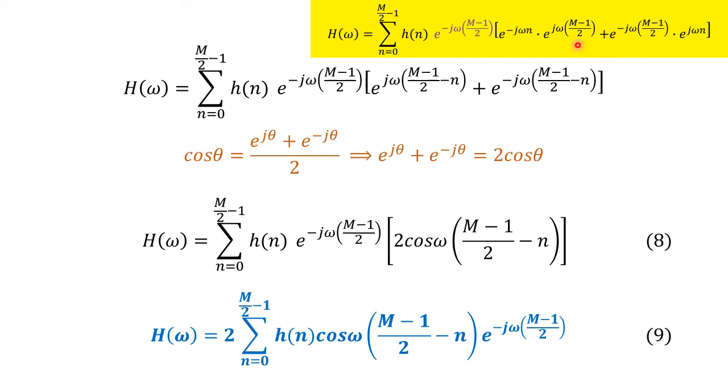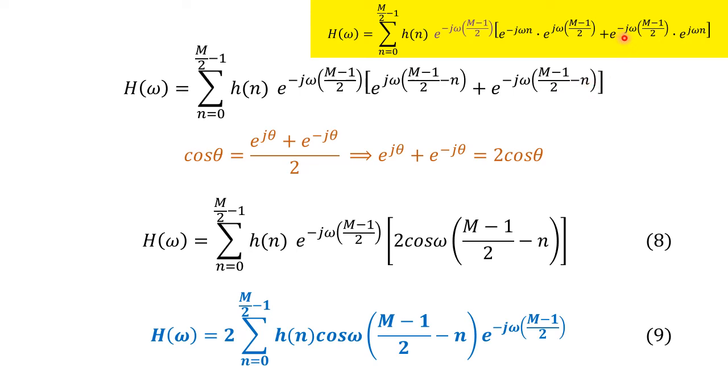Now we are going to combine the exponential parts that are within the bracket. That means we are combining these two exponentials, and also we are combining these two exponentials, and writing the equation, we are going to get h of omega is equal to summation n is equal to 0 to m by 2 minus 1 h of n e to the power of minus j omega into m minus 1 divided by 2. So this is common factor multiplied with combining these two exponentials, we are going to get e to the power of j omega m minus 1 by 2 minus n, plus combining these two exponentials, we get e to the power of minus j omega into m minus 1 by 2 minus n.